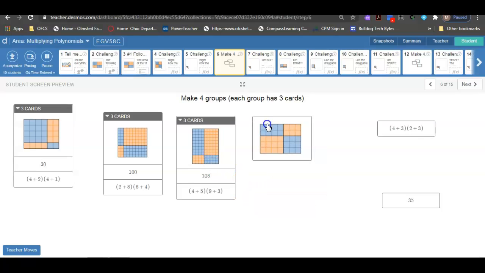And then for this last one, horizontally, we have a dimension of 4 orange plus 3 blue, and vertically 3 orange plus 2 blue.